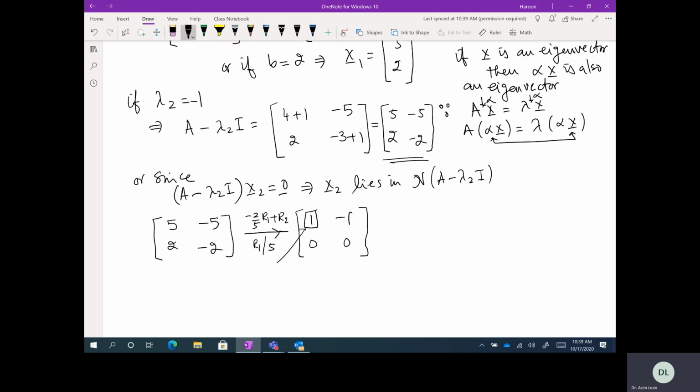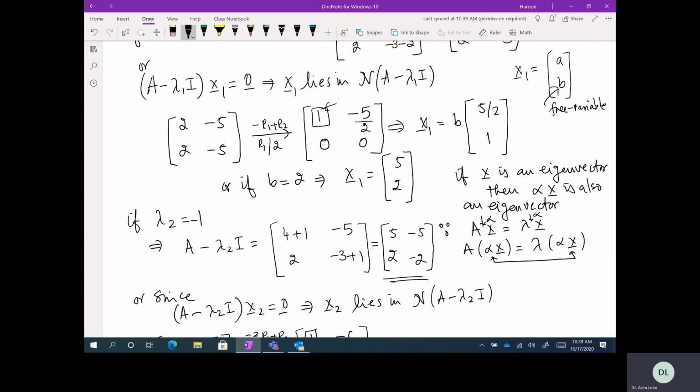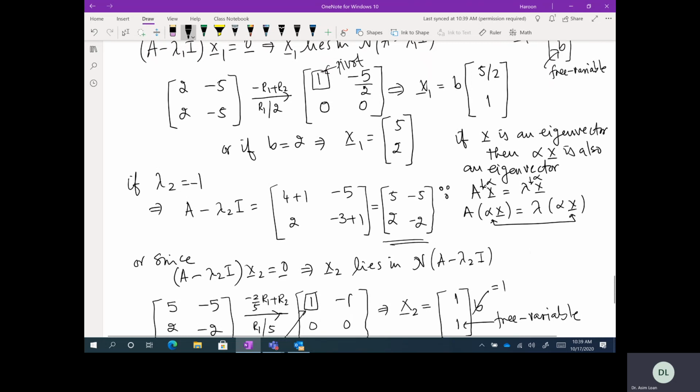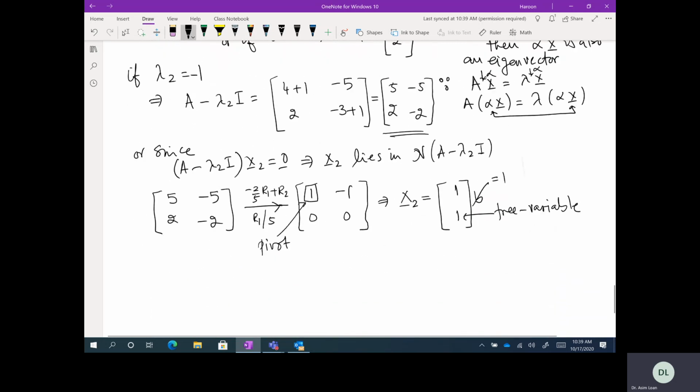So this is a pivot, just like this was a pivot, and this implies x2 is equal to, this goes on this side as 1, and obviously this is the free variable, which is 1. We can always put a b with this one. So let's assume b is equal to 1, so we have this vector over here.